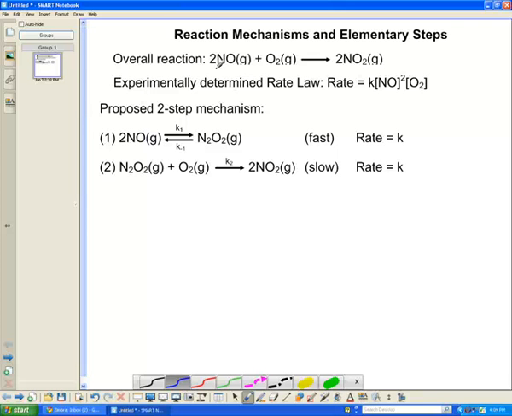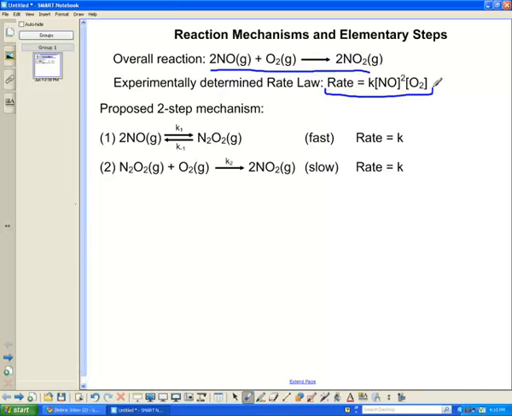So for example, let's say we have this overall reaction right here. 2NO plus O2 goes to 2NO2. Now, theoretically, this could go through any one of a very large number of different mechanisms. The mechanism being the exact order with which these molecules react to give the product.